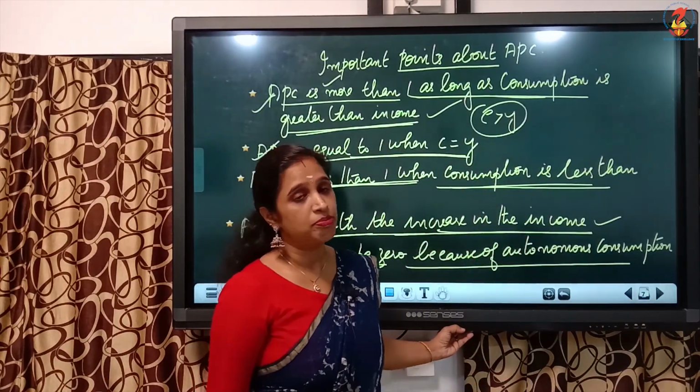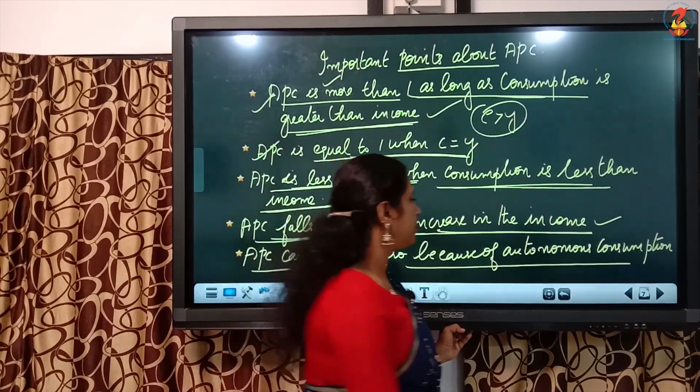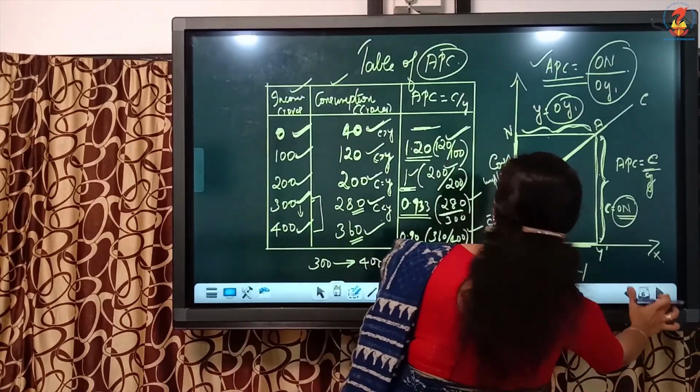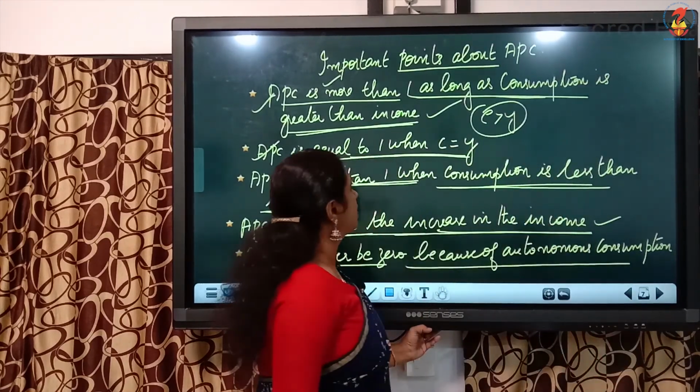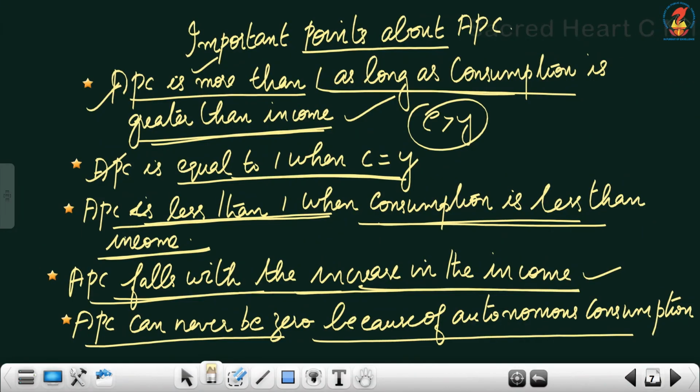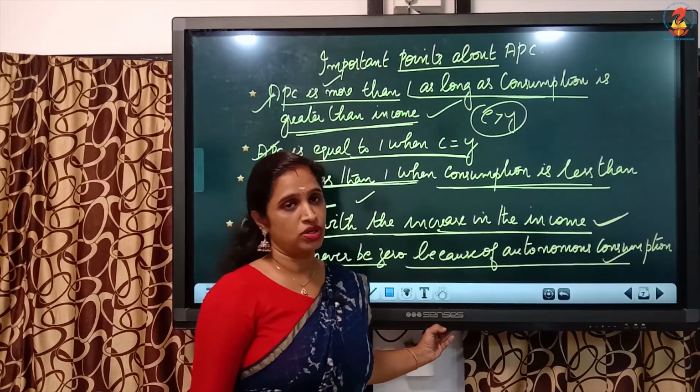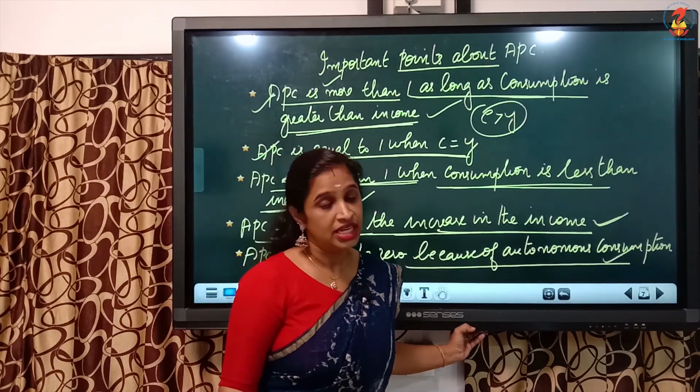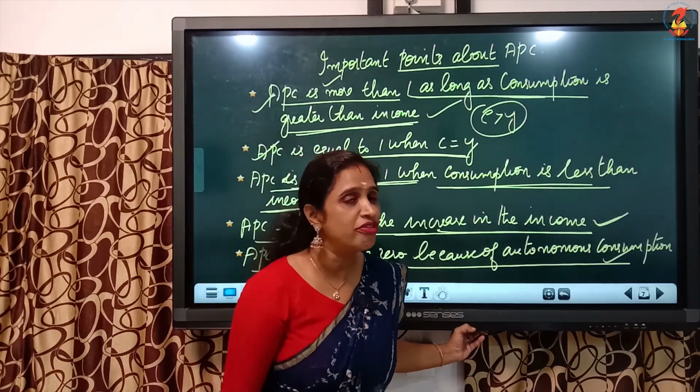So APC properties are: point number 1, APC is more than 1 as long as consumption is greater than income. Next point, APC is equal to 1 when C is equal to Y. APC is less than 1 when consumption is less than income. APC falls with the increase in the income, and APC can never be 0 because of autonomous consumption. It can be 0 only when there is no consumption. There is no situation like that. Even at 0 level of income, there is a minimum level of consumption.